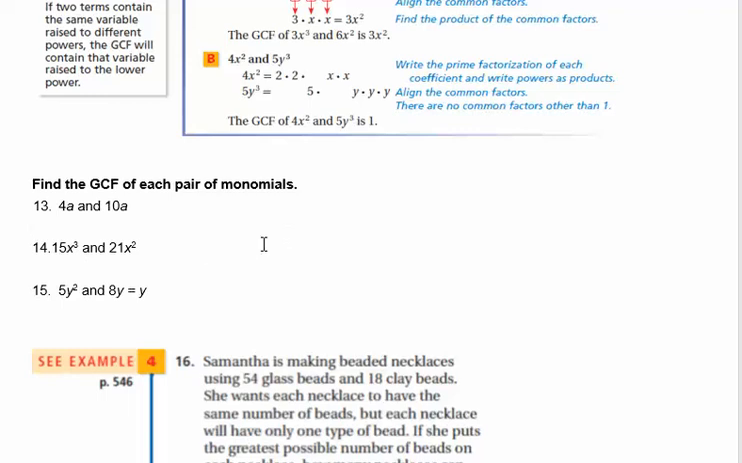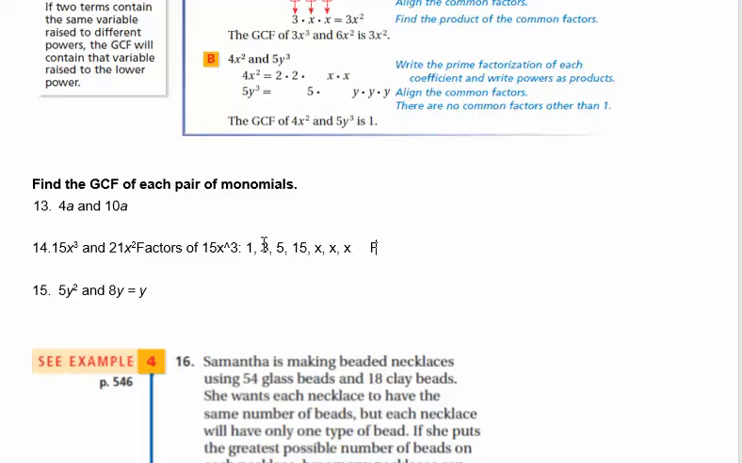In number 14, there will be a number part and a variable part. So let's see, the factors of 15x cubed. Let's write that out. The factors of 15 are 1, 3, 5, and 15. And the factors of x cubed are x, x, and x.